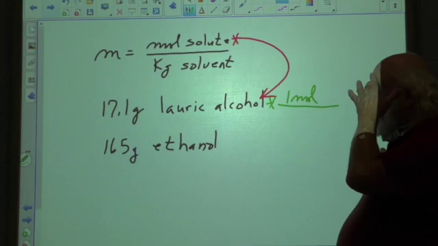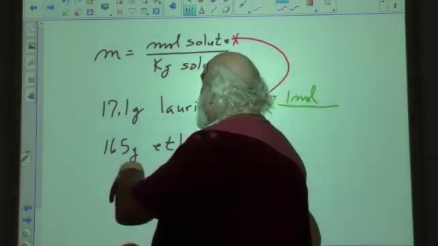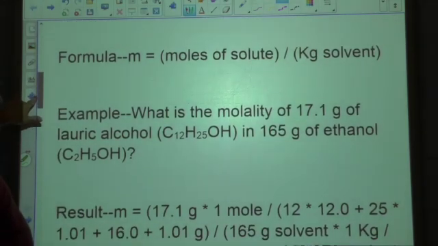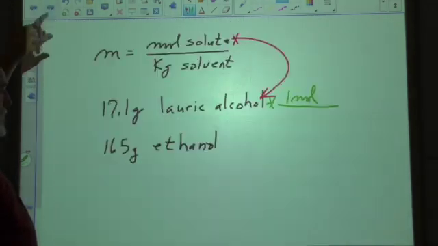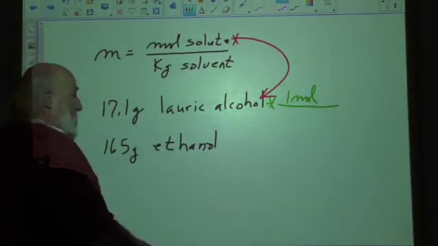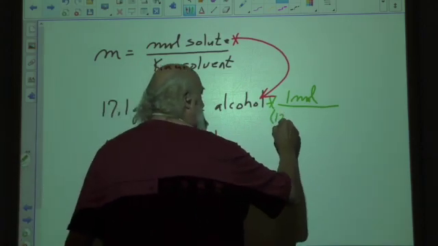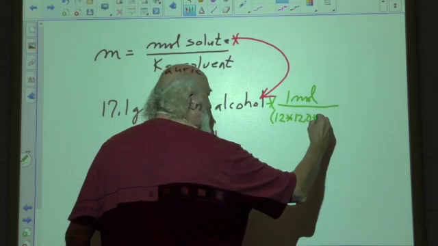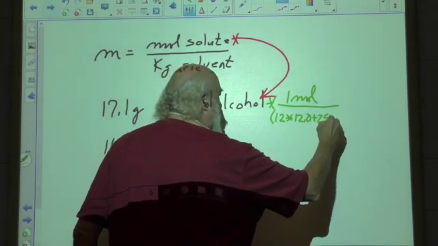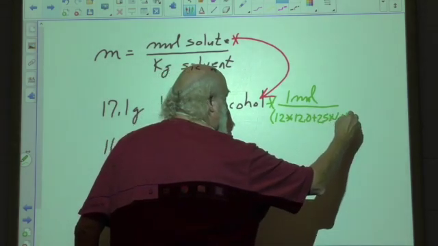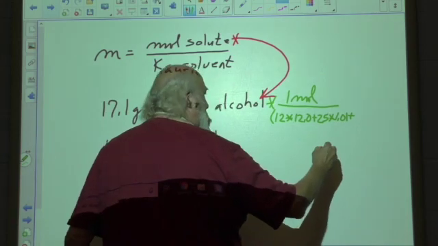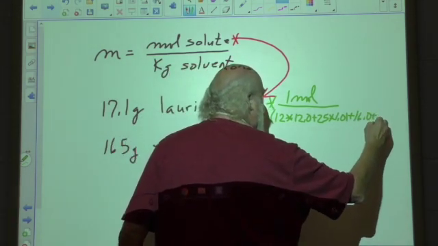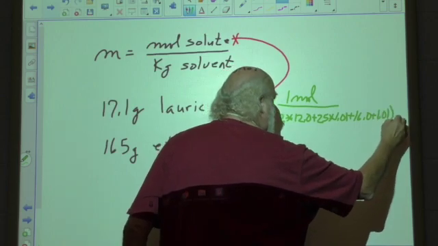And lauric alcohol, I should know this, but I can't off the top of my head. C12H25OH. Okay, that seems rather odd, but whatever. So we have 12 carbons, so it's 12 times 12.0, plus 25 hydrogens, 25 times 1.01, plus oxygen, 16.0, plus 1 more hydrogen, 1.01 grams.